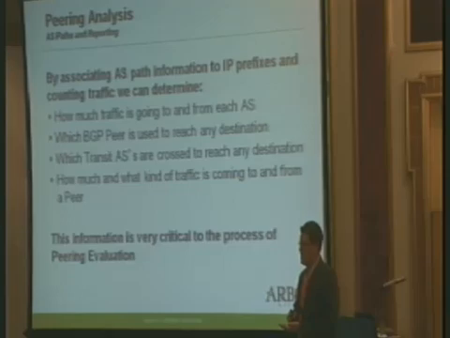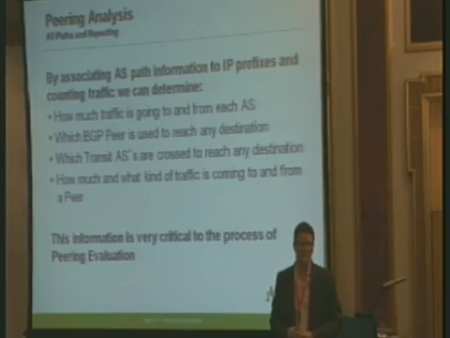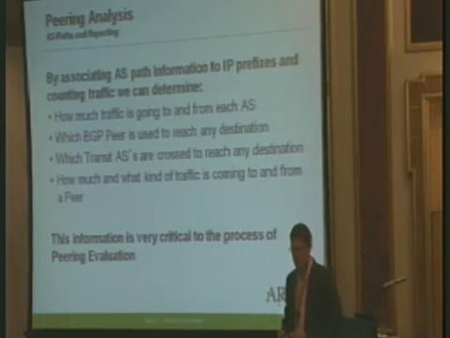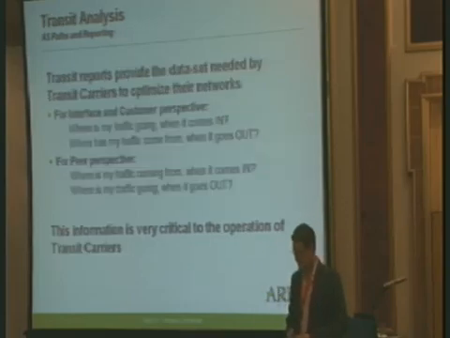So obviously we discussed peering and transit. From a peering perspective, when we associate the AS path information, IP prefixes, and the flow information we get from the traffic on the network, we can learn how much traffic is going to or from an autonomous system, which BGP peer we are using to get to that autonomous system, which transit ASs we are using to get there. Are they using that same transit to come back to us, or are we doing some asymmetric routing on the internet?